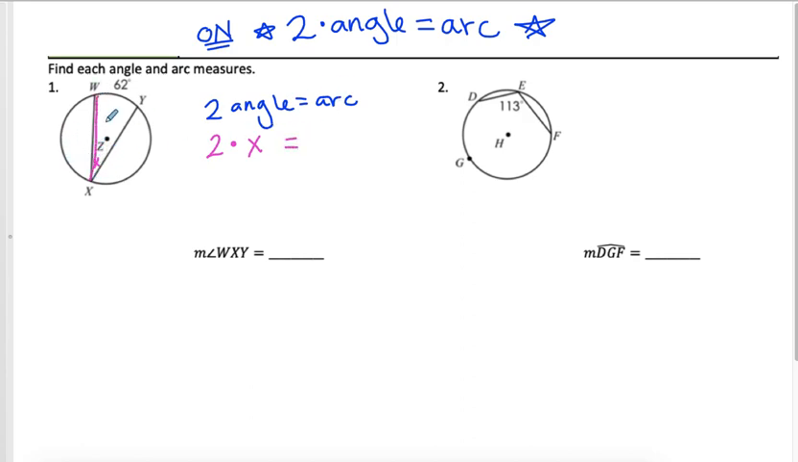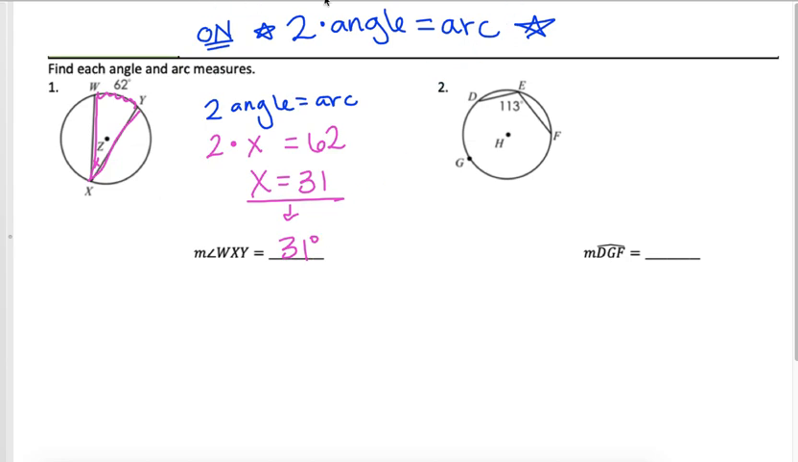If I trace this out, here's my angle. Notice that it's capturing the arc that's 62 degrees. I can undo this multiplication to find what that angle measures. Divide both sides by 2, and I get X equals 31. That gives me my angle measurement, telling me that the measure of this angle is 31 degrees.